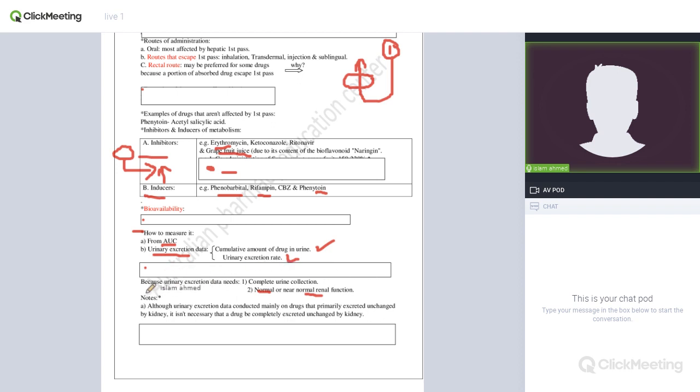Okay. So for the notes here, although urinary excretion data are conducted mainly on drugs that are primarily excreted unchanged by the kidney, it's necessary that the drug be completely excreted unchanged by the kidney. Okay? So this is one of the important things: to measure the bioavailability, we have to be sure that the drug is renally, primarily excreted unchanged, which is not the case for most medications.